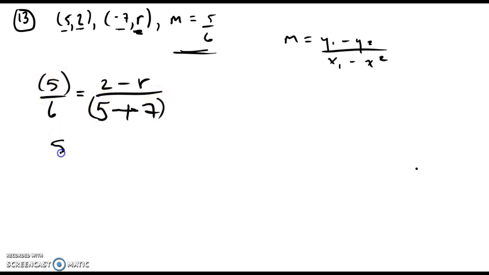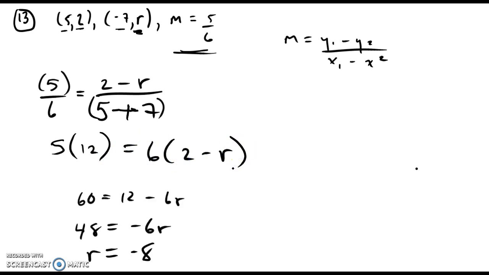So I'm going to do 5 times 5 plus 7, which is 12, is equal to 6 times 2 minus r. And after distributing and after simplifying, we find out that r is equal to negative 8.